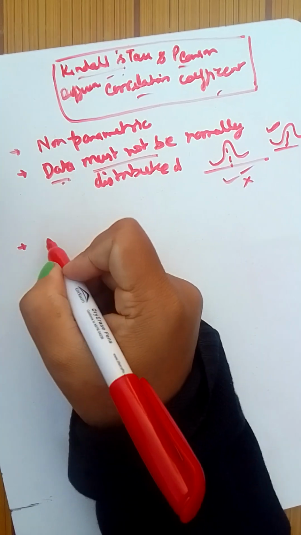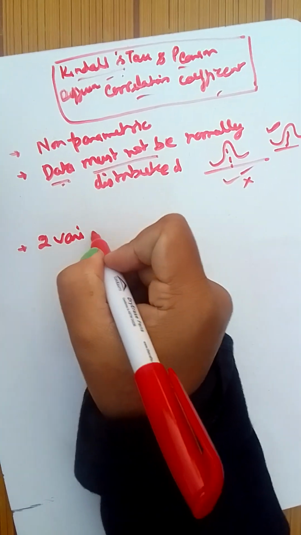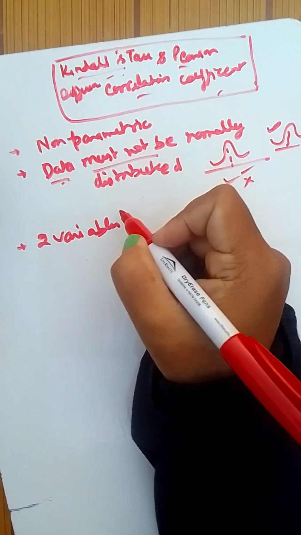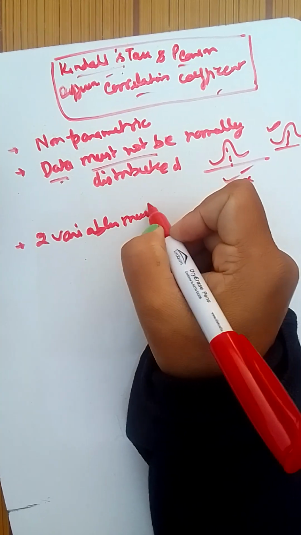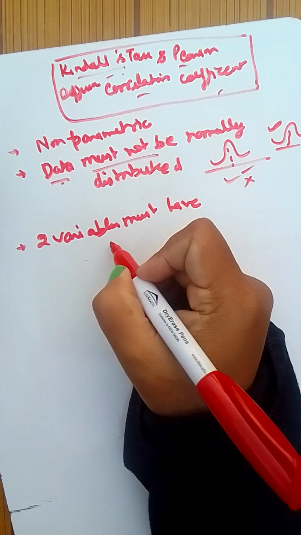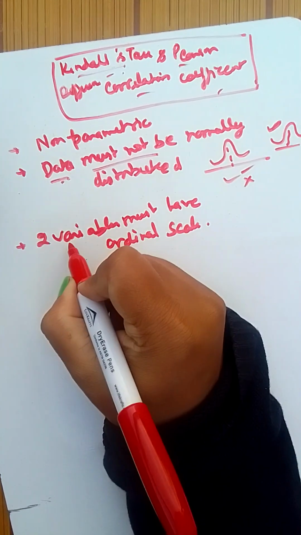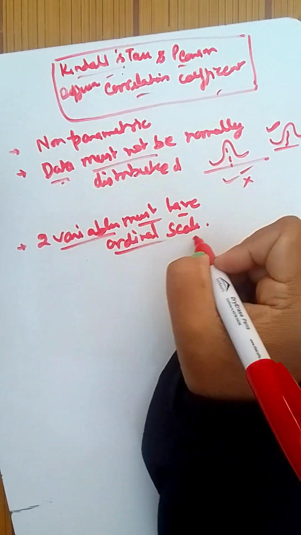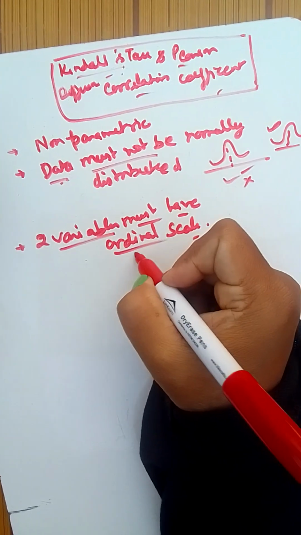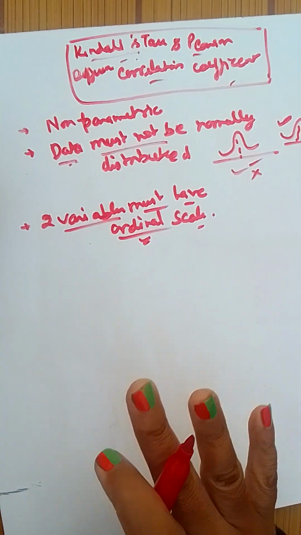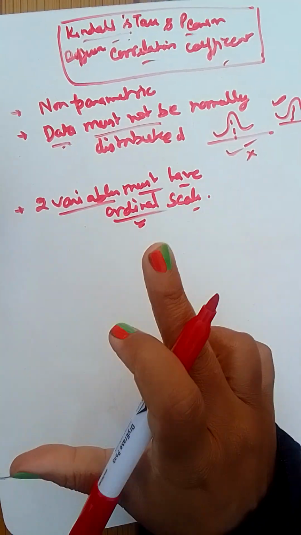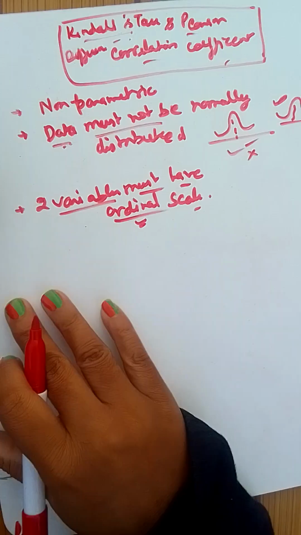Now, the third part is that the two variables must have an ordinal scale. Two variables must have an ordinal scale. And what is an ordinal scale? I'll give you one example when I teach you the Kendall's tau example here.